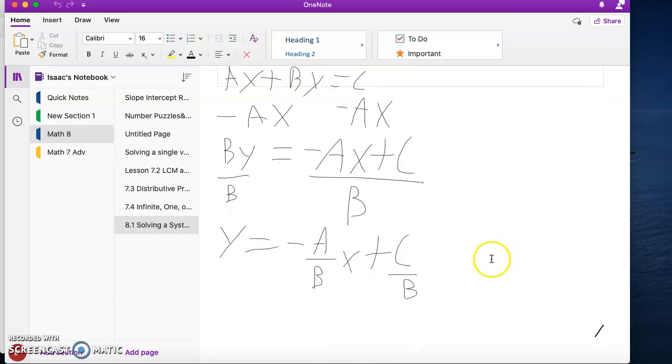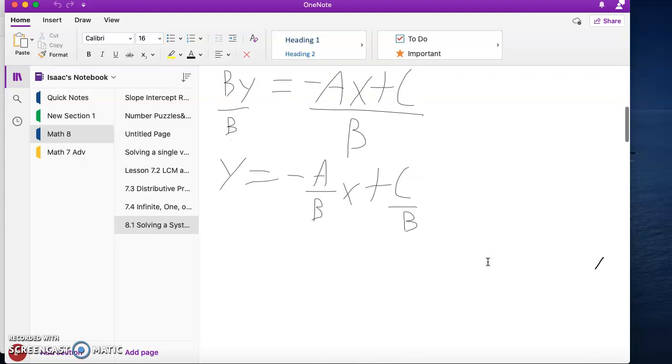So now really, this is secretly in slope-intercept form already. It's just a matter of recognizing that the slope, or m, is the same as negative a over b, and the y-intercept, or usually we'd call it c, but here c stands for something else, so I'm just going to go directly to c over b.